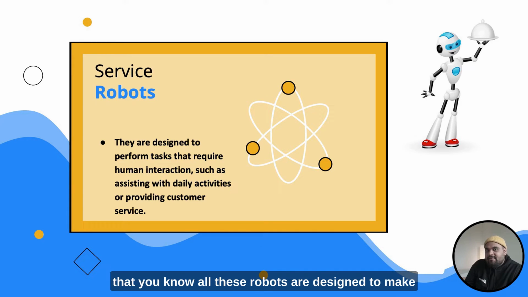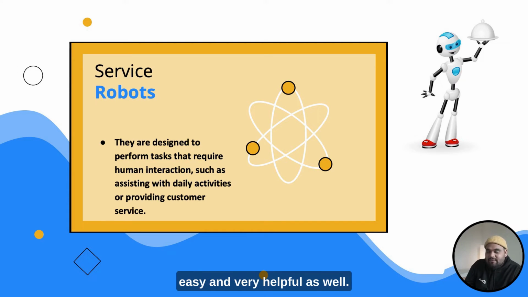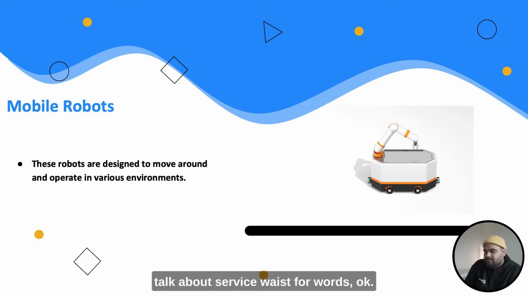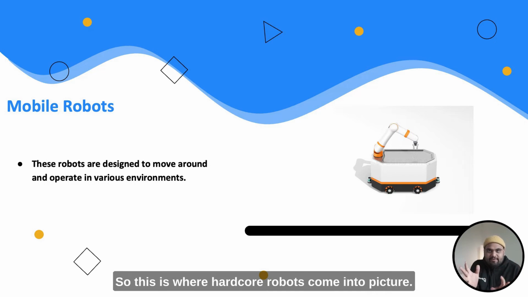All these robots are designed to help and assist humans. Assisting and helping makes things very easy and very helpful as well. That's what we are talking about when we talk about service-based robots. Okay, now let's talk about mobile robots. This is where hardcore robotics comes into the picture.